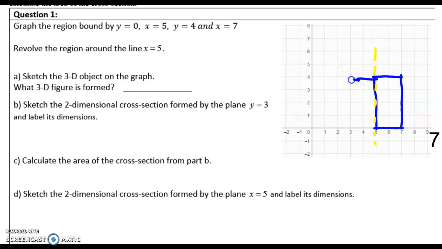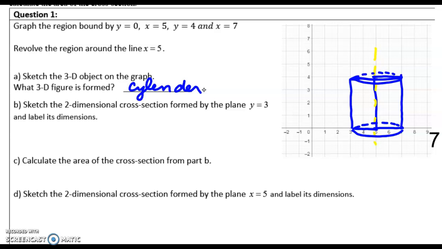Okay, so after we revolve, we get something that looks like this, and we're going to try to make it look 3D. So we take a rectangle and revolve it. Hopefully you know that that is a cylinder. And again, this is very hard to do with the stylus, so hopefully yours looks better than mine. So what did we sketch? After it was revolved, it was a cylinder.